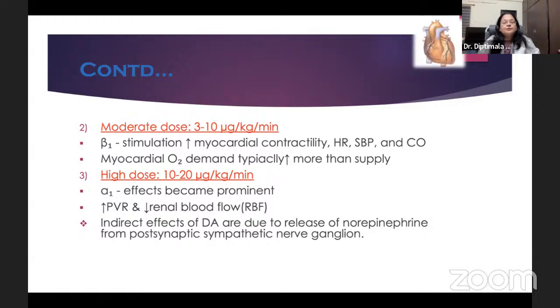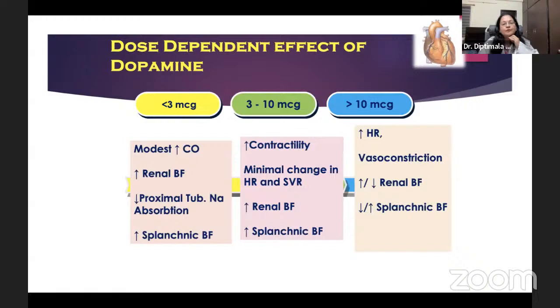In the moderate dose of 3 to 10 microgram, it has beta-1 stimulation, which increases the myocardial contractility, heart rate, systolic blood pressure, and cardiac output. So the myocardial oxygen demand increases typically. And in the high dose, the alpha-1 effect becomes more prominent, which increases the peripheral vascular resistance and reduces the renal blood flow. Indirect effects of dopamine are due to the release of norepinephrine from postsynaptic sympathetic nerve ganglion.